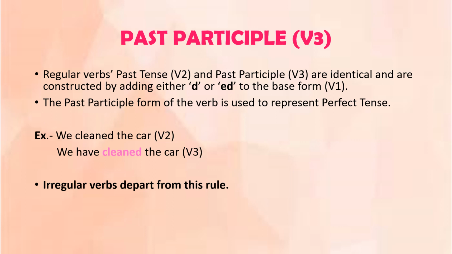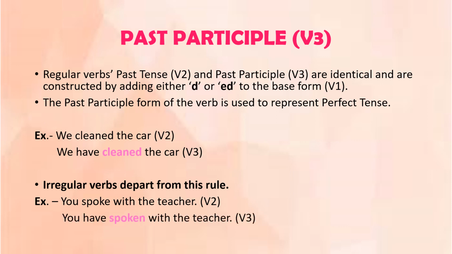But irregular verbs depart from this rule. For example, you spoke with the teacher. Spoke is the past tense form of the verb speak. And you have spoken with the teacher. Here, spoken is the past participle form of the verb speak. For better understanding, let's go through the examples of past participle forms of both regular and irregular verbs.